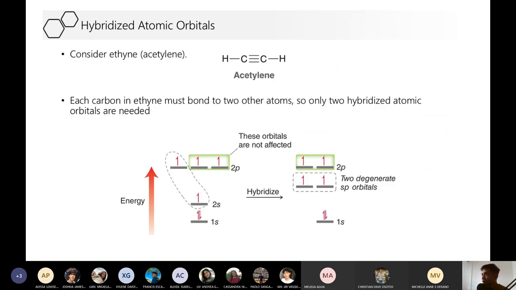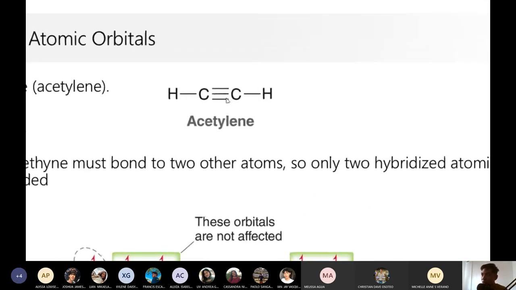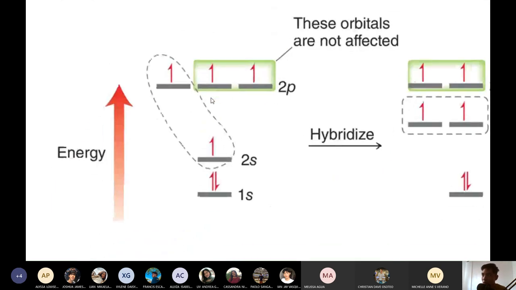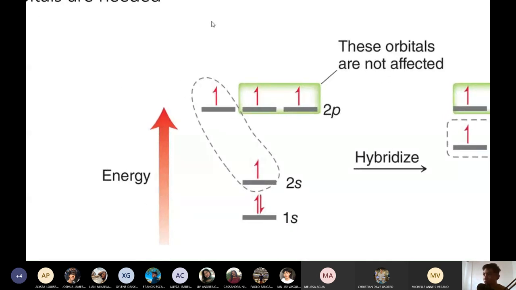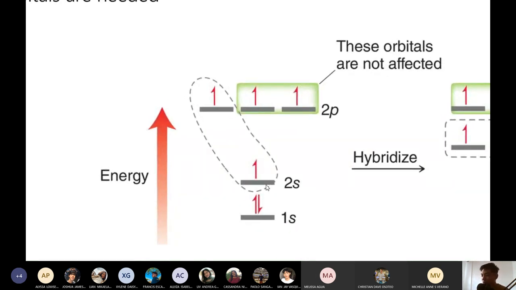Punta naman tayo sa triple bond, no. So for example, we have acetylene, which is used in blowtorch, yung mga pang welding. Okay, so how come na mayroon tayong triple bond, no? Okay, so ganito daw nangyayari. Looking at the atomic orbital of your carbon, in which your 2s orbital has been promoted already to the 2p orbital, so naging single-single na yan.